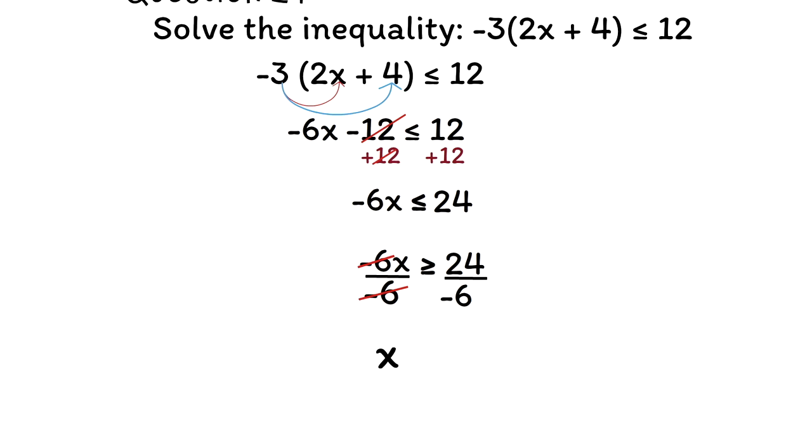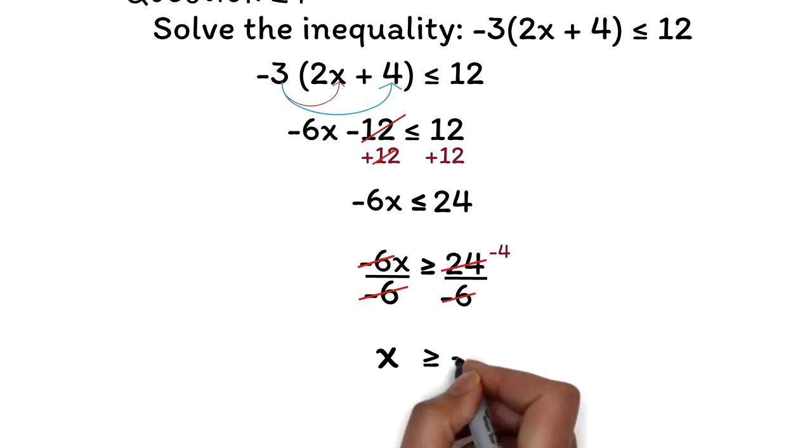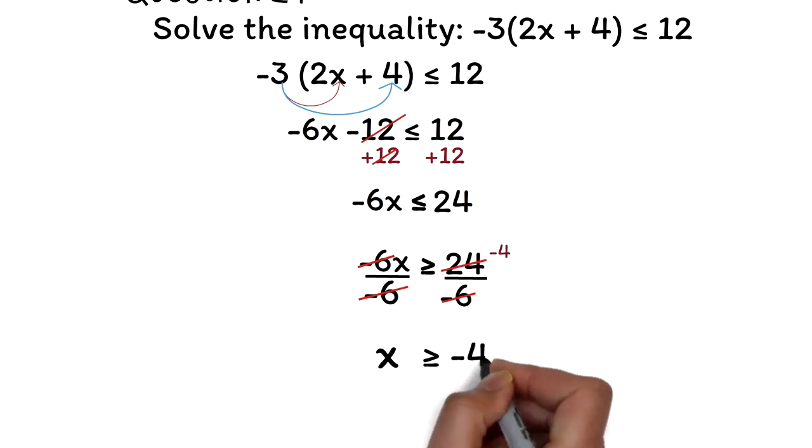Simplify. 24 divided by negative 6. Negative 6 goes into itself once, but goes into 24 4 times. This leaves us with x is greater than or equal to negative 4. This means, to satisfy the inequality, replace x with negative 4 or any number that is greater than negative 4.